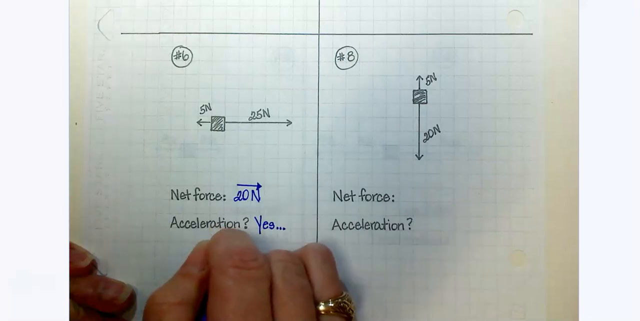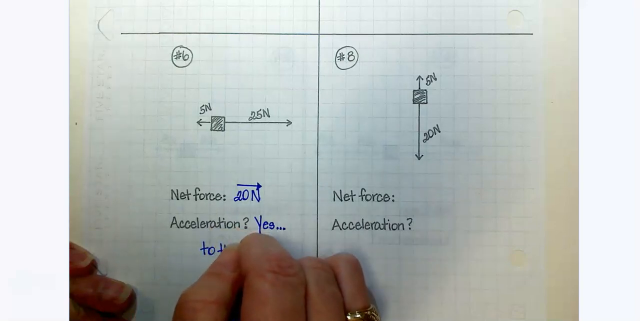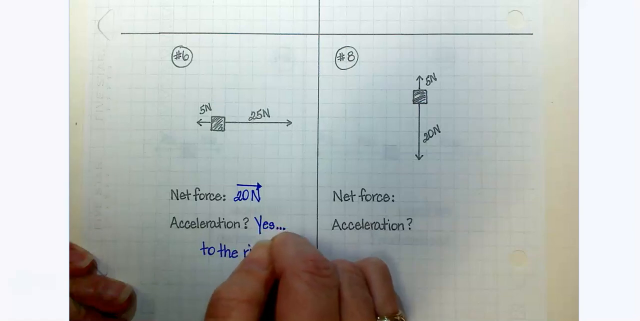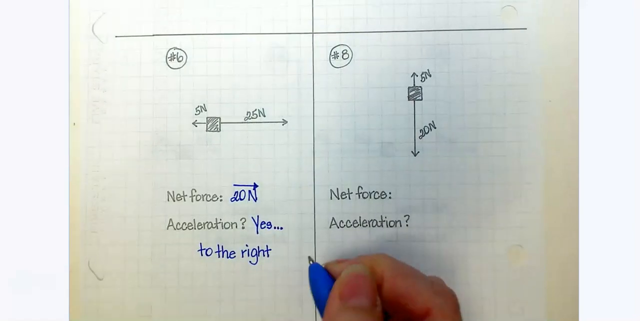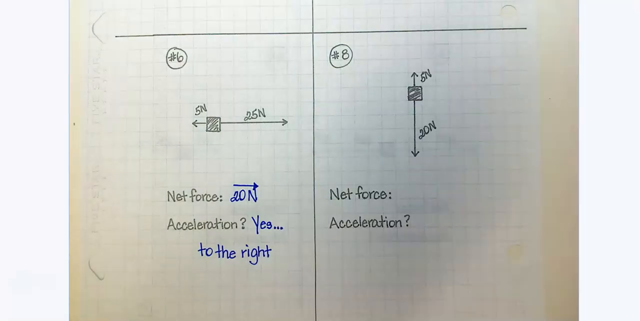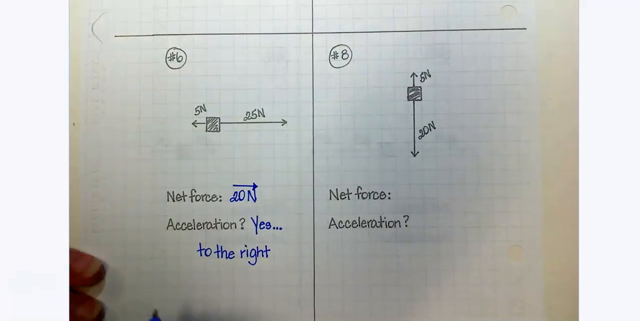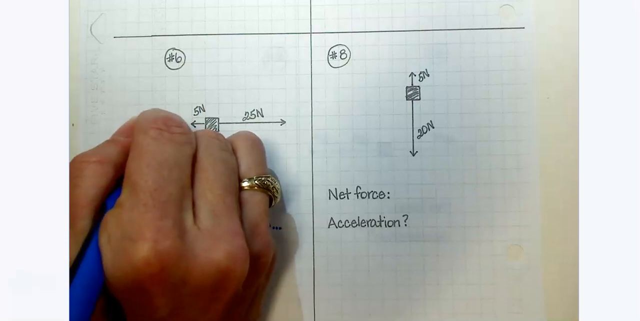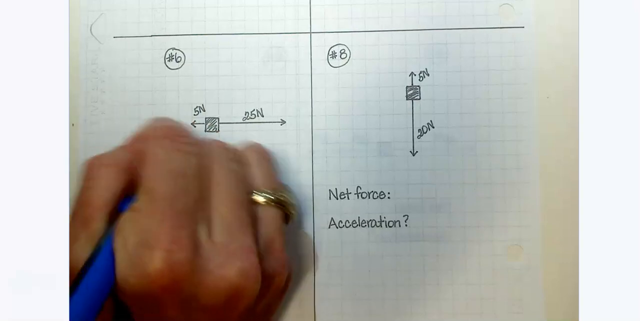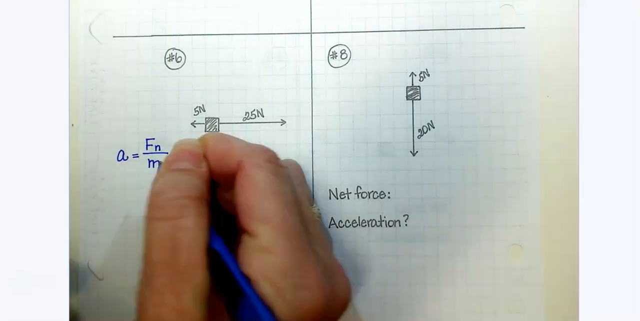And it's going to accelerate to the right, because acceleration is always in the direction of the net force. Acceleration is in the direction of the net force, okay? Not necessarily an object's movement, but the way that acceleration is oriented. Okay, the other thing is, I'm not telling you exactly how much acceleration there is because we're missing something, okay?